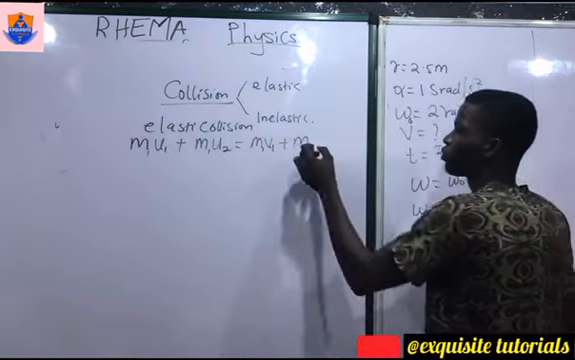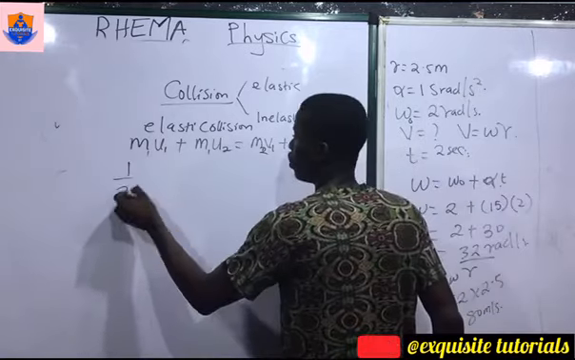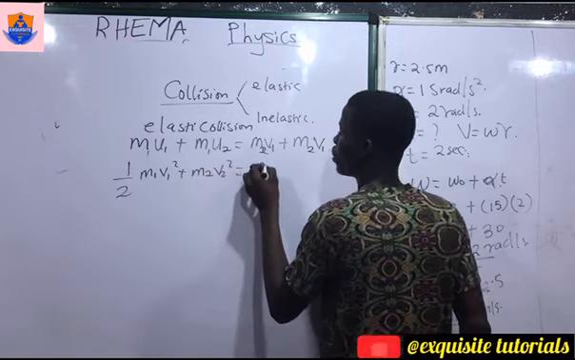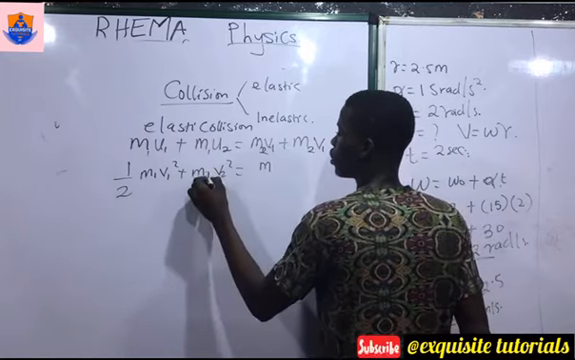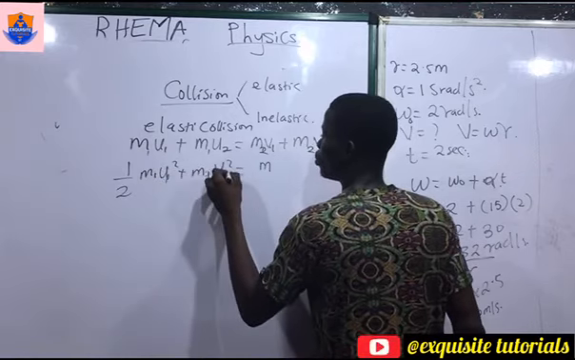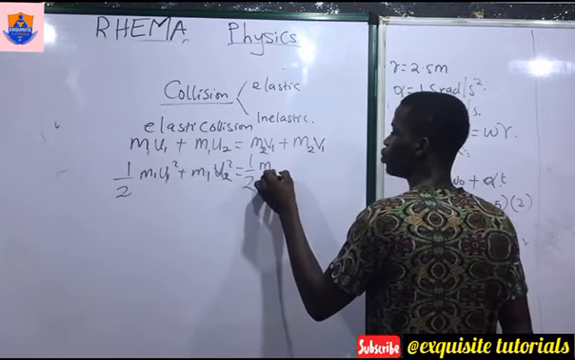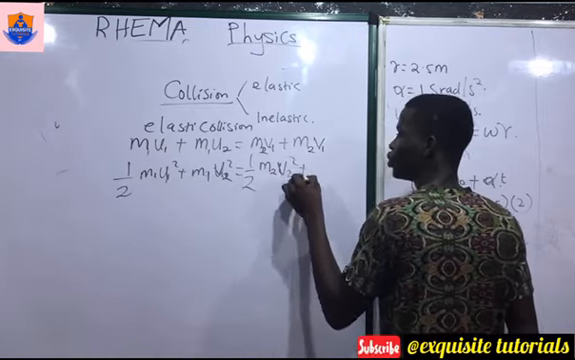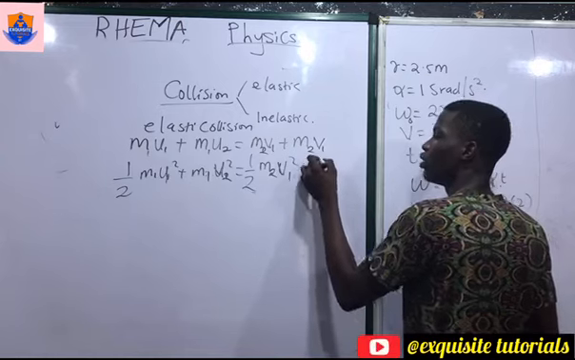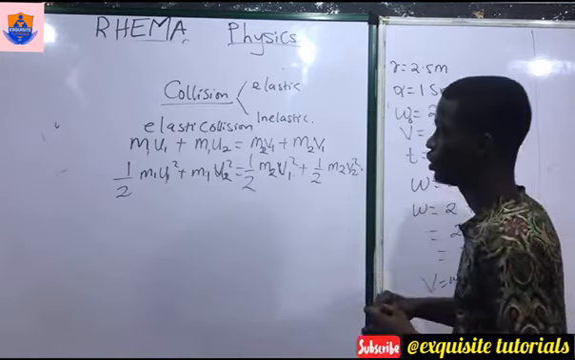Then the kinetic energy is 1 over 2 m1 u1 squared plus 1 over 2 m2 u2 squared, which equals 1 over 2 m1 v1 squared plus 1 over 2 m2 v2 squared. Just like that. This is the formula for calculating elastic collision.